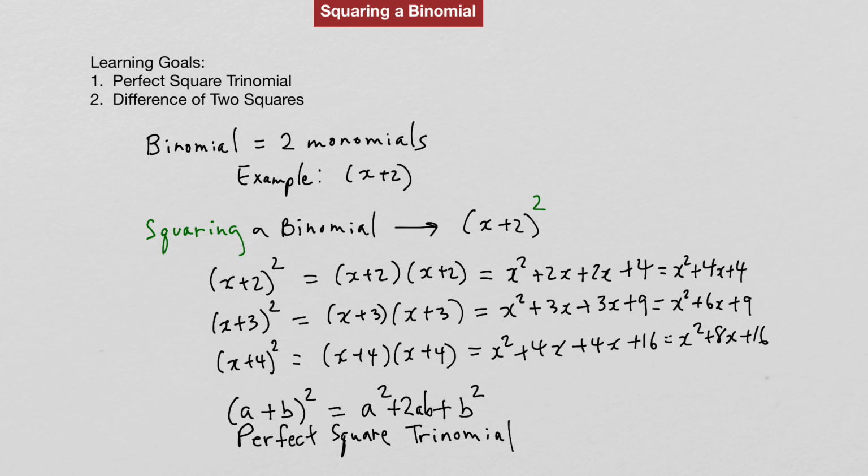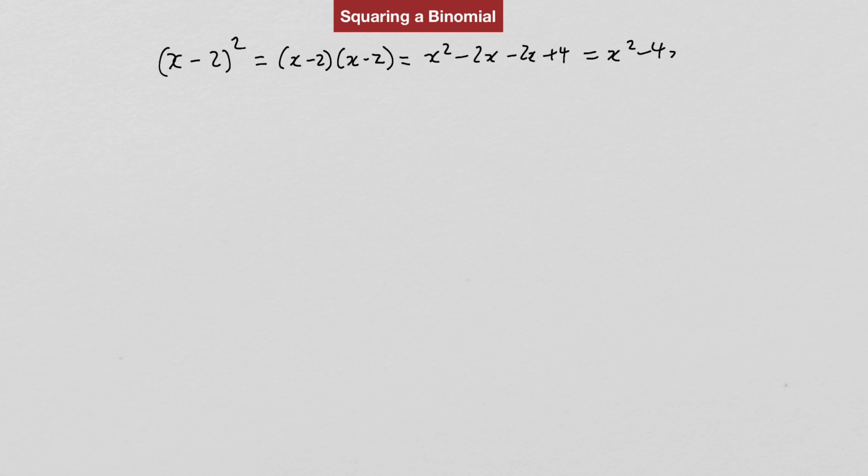So let's take a look at a different scenario. What happens if we have (x - 2) squared this time? Instead of x plus 2, we now have x minus 2. So doing the same thing again, we know that (x - 2) quantity squared is the same thing as (x - 2) times (x - 2). If we were to FOIL this, it becomes x squared minus 2x plus 4. And that simplifies to x squared minus 4x plus 4.